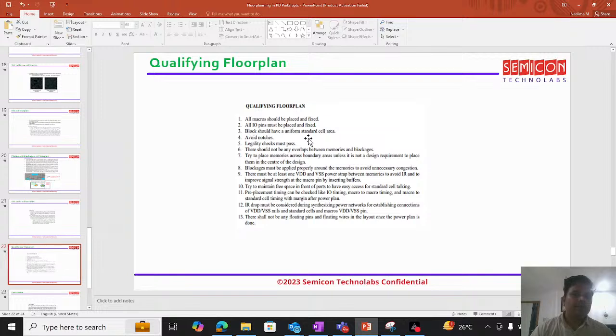Block should have a uniform standard cell area. Avoid notches. Legality checks must pass. There should not be any overlaps between memories and blockages; this will reflect as null shots. Try to place memories across boundary areas unless it is a design requirement to place them in the center of the design. There must be at least one VDD and VSS power strap between memories to avoid IR drop. Not just IR drop, even EM as well, to improve signal strength at the macro pin by inserting buffers. Try to maintain free space in front of ports to have easy access for standard cell routing.